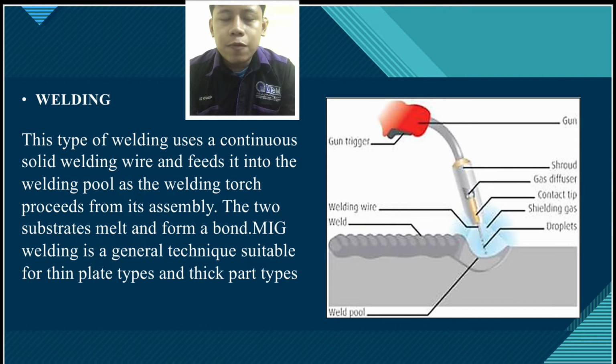The first method involved in the making and fabrication of this project is MIG welding. This type of welding uses a continuous solid welding wire, which is fed into the welding pool as the welding torch proceeds along the assembly. The two substrates will melt and form a bond. MIG welding is a general technique that is suitable for use on thin plate and also thick part types.